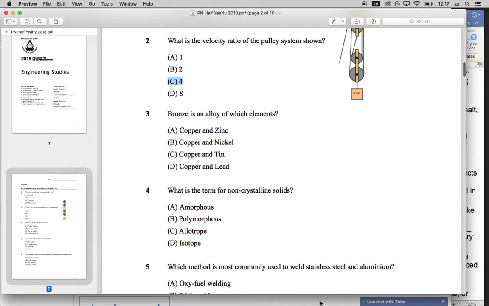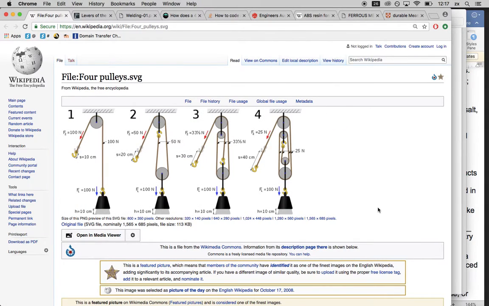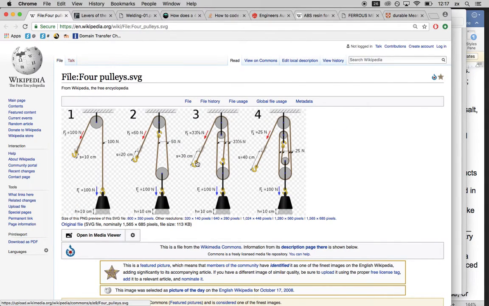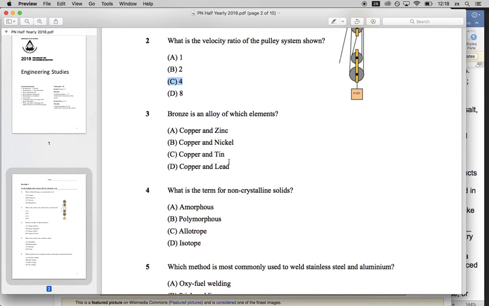Just to give you some other examples, Wikipedia has some. This one here would have a mechanical advantage of 3: 1, 2, 3. Okay, so the next one is bronze. Now, using the rule of 1Z, bronze can't be zinc because that'd be 2 Zs. Bronze is copper and tin.